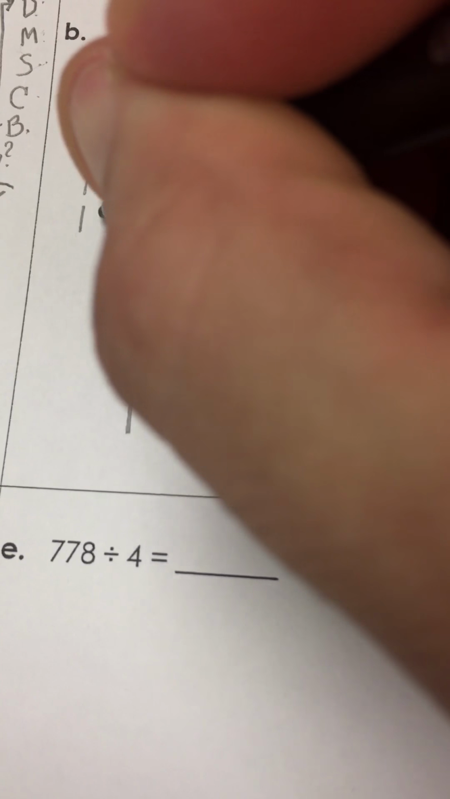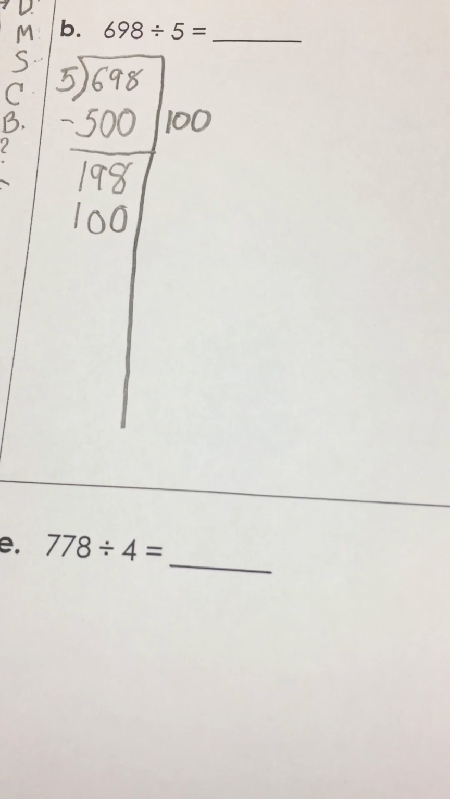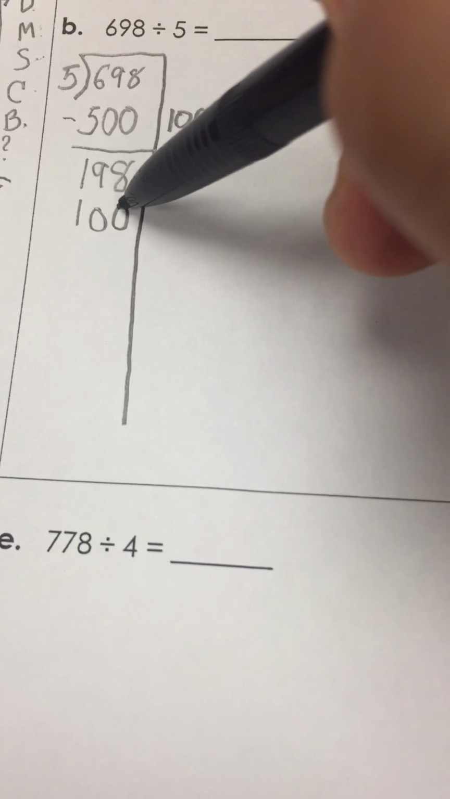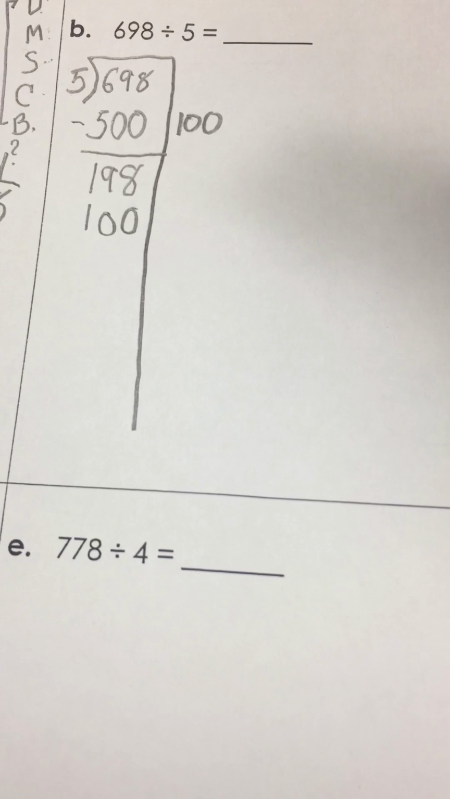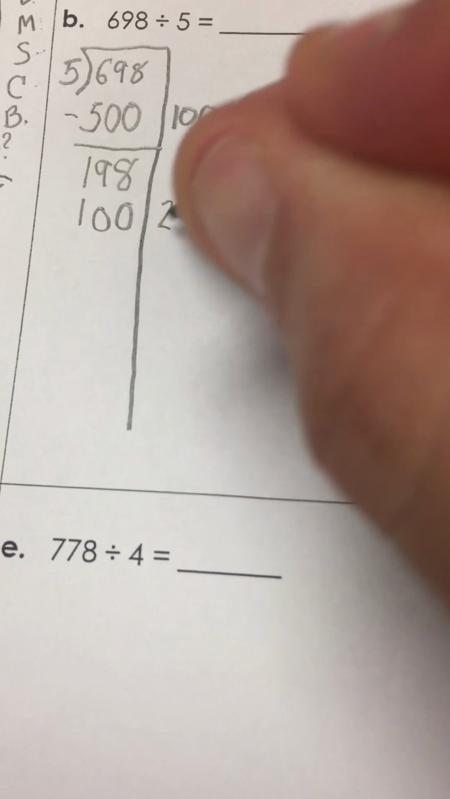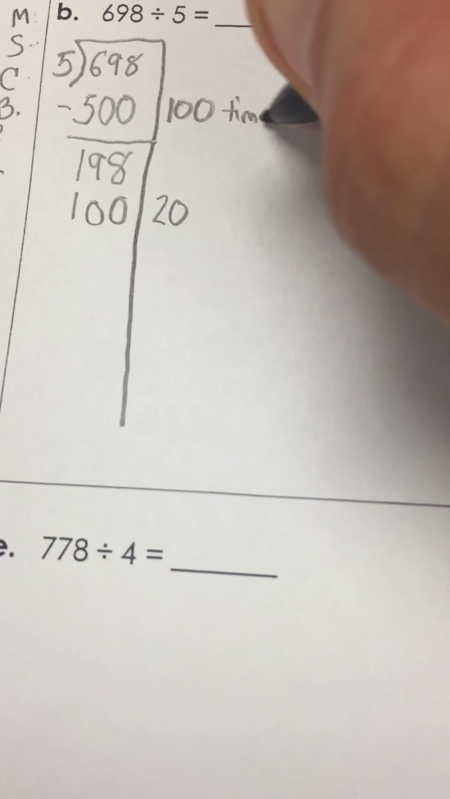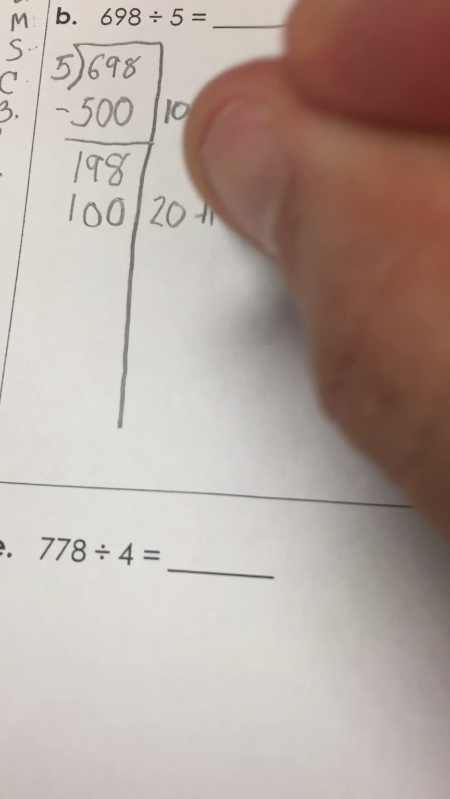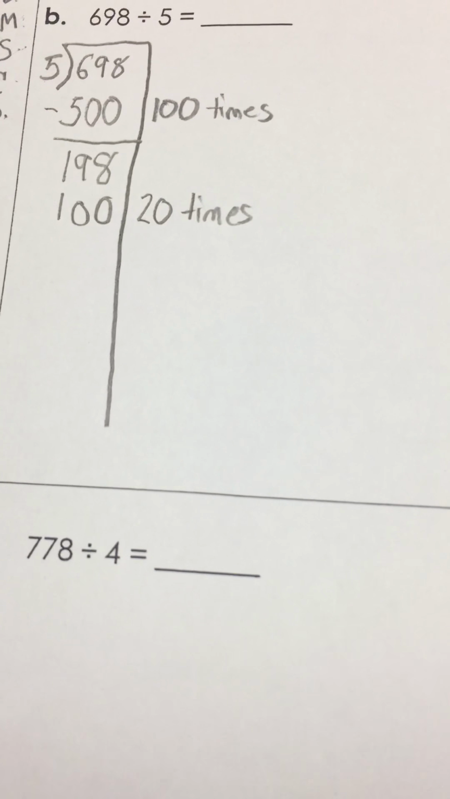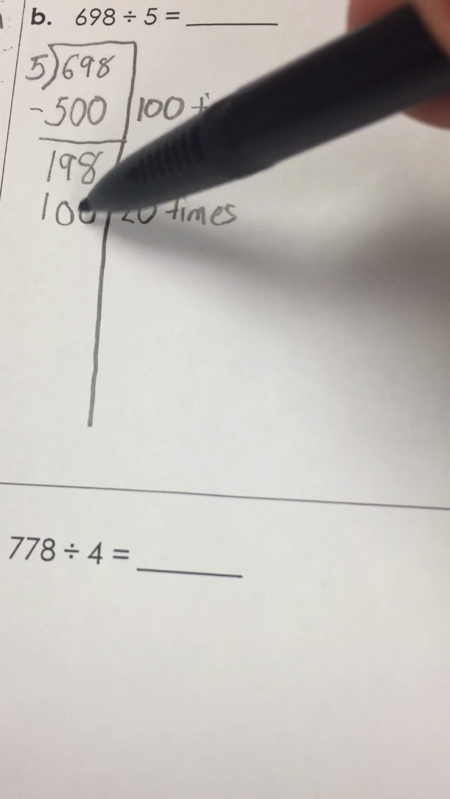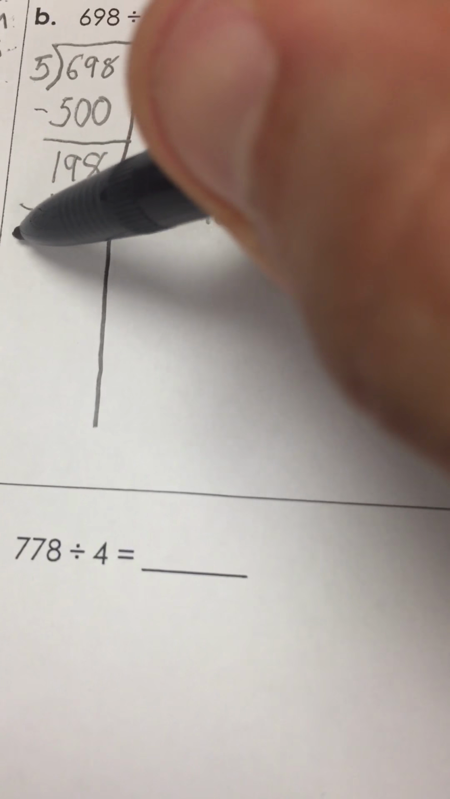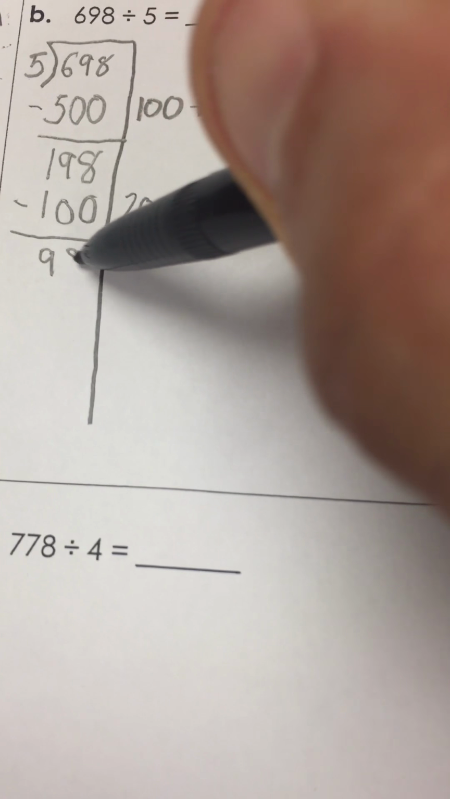Okay. How many times does 5 go into 100? What's 100 divided by 5? 20. Okay. Times 20. Thank you for reminding me to put in the word times here. Like I said, you don't need to put in the word times, but you sure can. For me, it helps me keep track of what I did. Okay. So now we're left with 98.